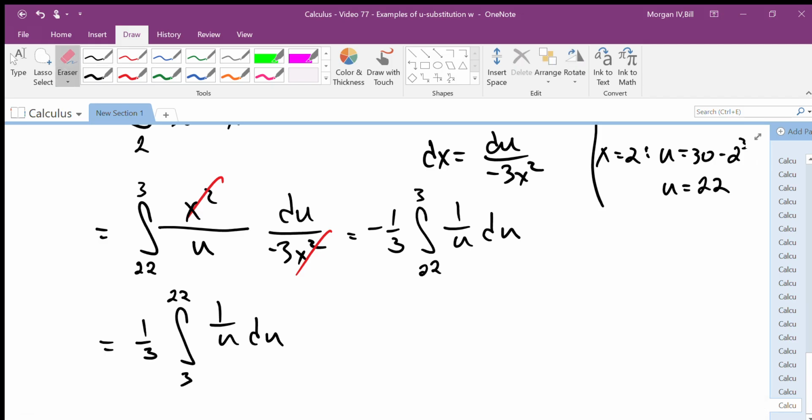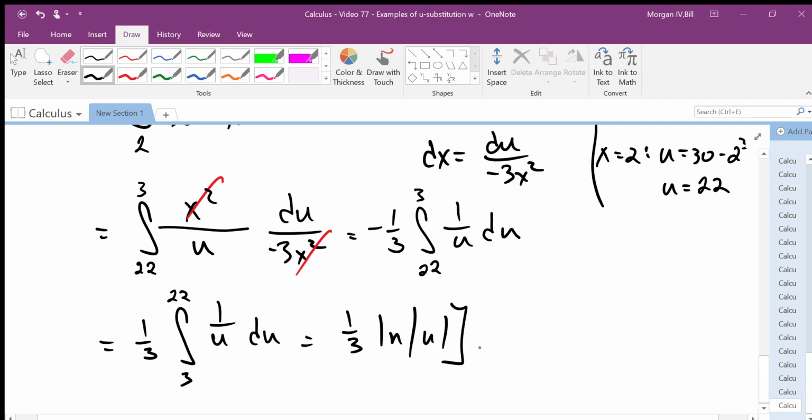Remembering that I have u bounds, I don't ever have to go back and replace my u's with x's. I can just leave them as u's. This then is 1/3. The integral of 1 over u du is the natural log of the absolute value of u, evaluating from my u bounds 3 to 22.